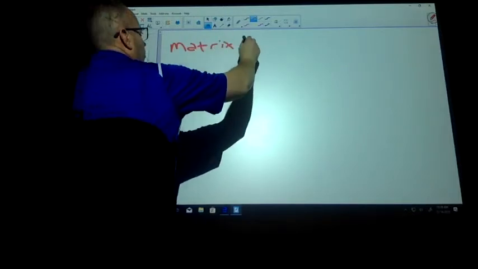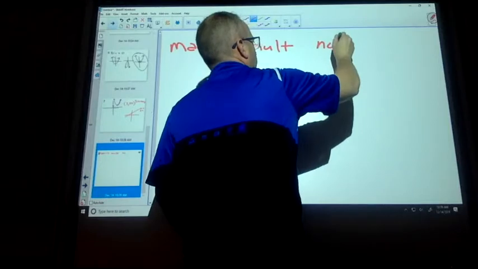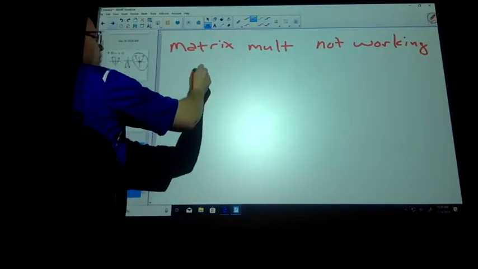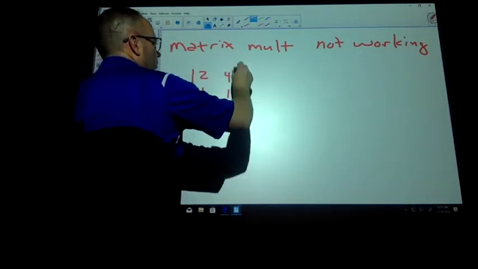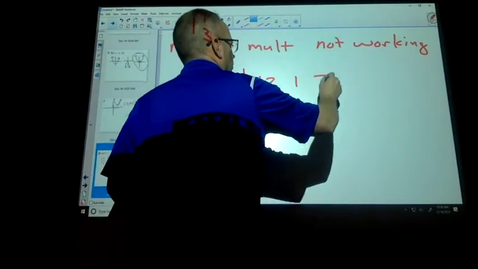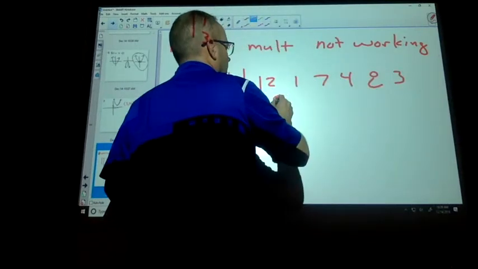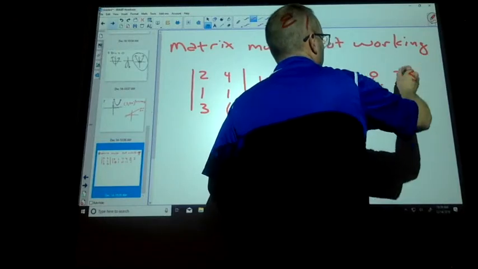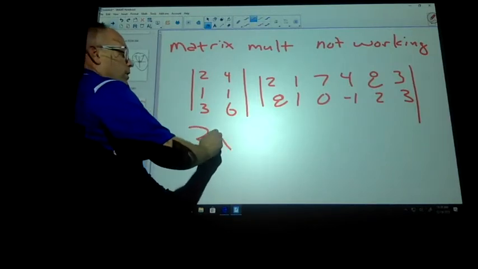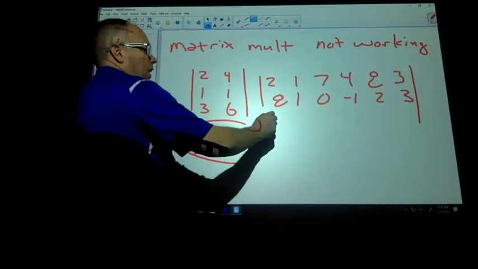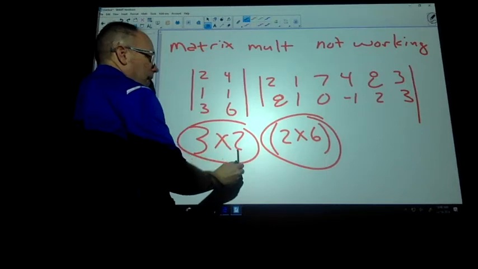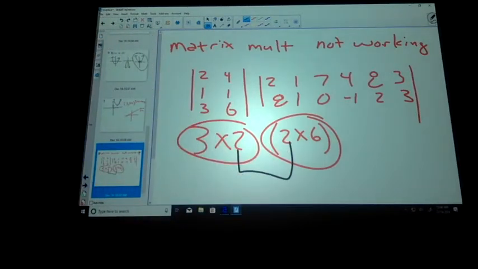Matrix multiplication. Okay, in order for this to take place, we met this. Name this matrix: 3 by 2. Everyone good? Name the other matrix: 2 by 6. Can I multiply these matrices together? Yes, because my inside dimensions match, that means I can multiply them together.